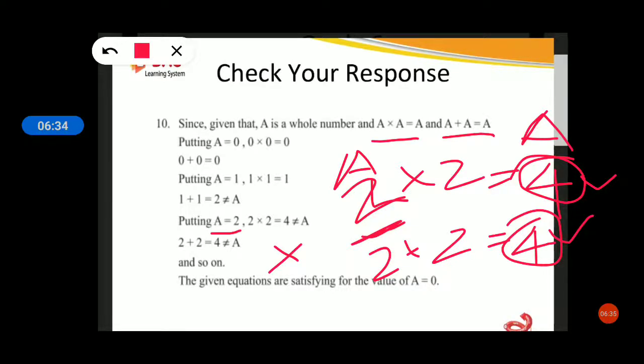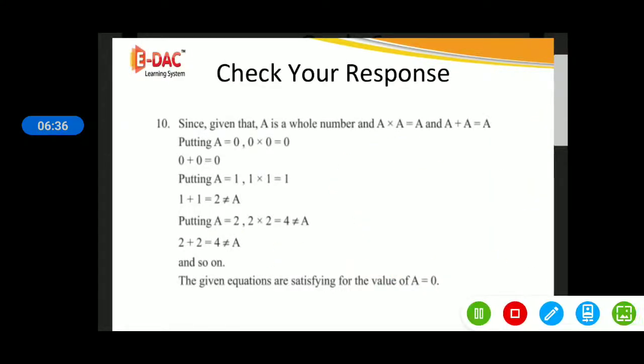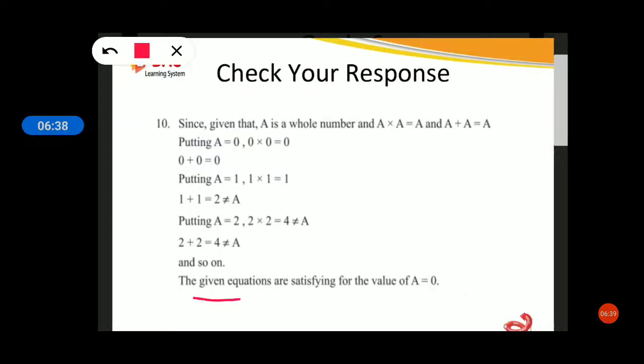So the given equations are satisfied for one value of a only. When we put 0 only, the answer is the same. Understood, students? So the value of a is 0. This is an example of both multiplicative and additive identity.